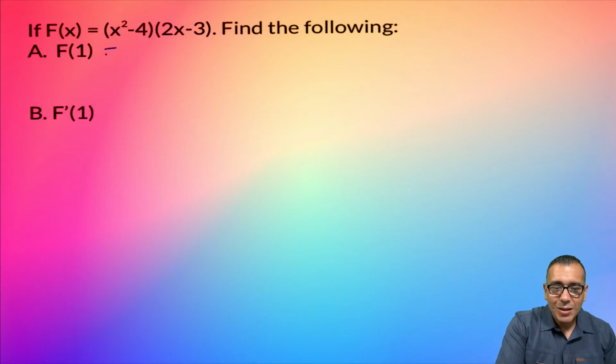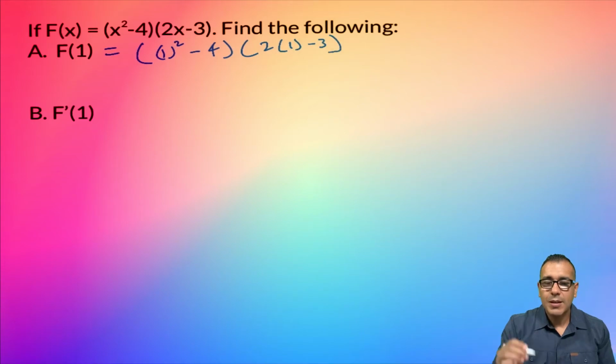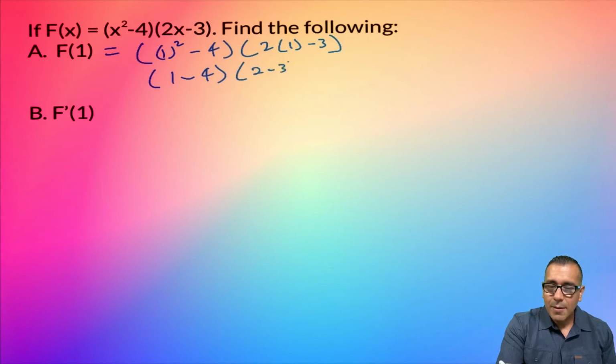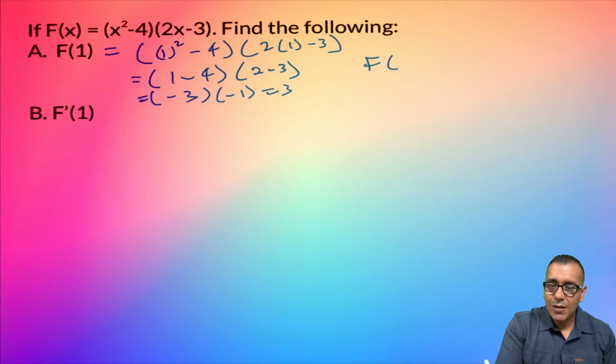And so often, we forget what's really being asked of us. So we take that 1, we plug it in, and we're going to evaluate this for x equal to 1. All right, so we use our order of operations. We get 1 minus 4. That's going to give us -3, and then we're going to have 2 minus 3 there. So we are left with -3 times -1. So we're left with 3. So f of 1 here is 3.